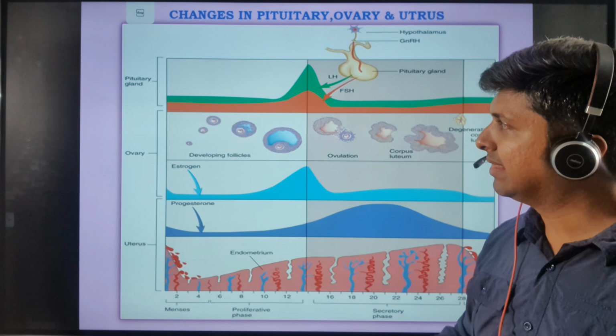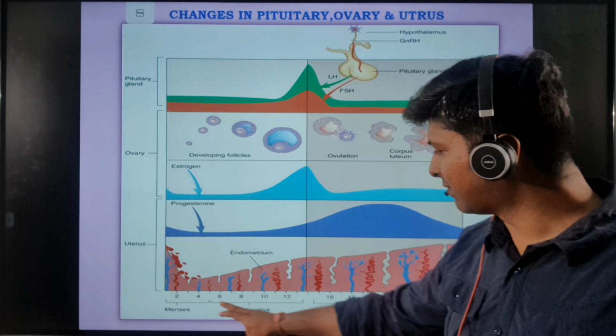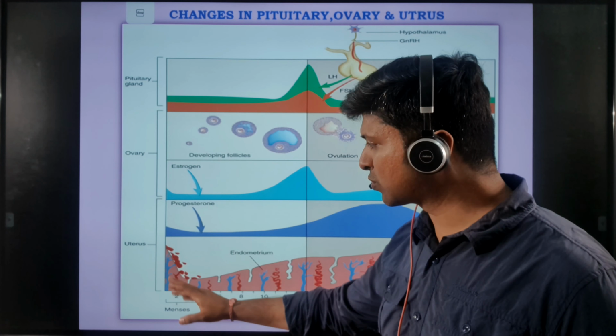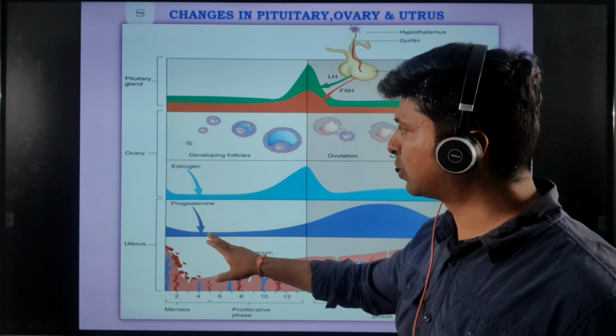This graph is very, very important. You can see here the days from 1 to 28. During the first 5 days, what is going to happen is the endometrial lining is going to break, and you can see that the level of progesterone is also going to drop to minimum.